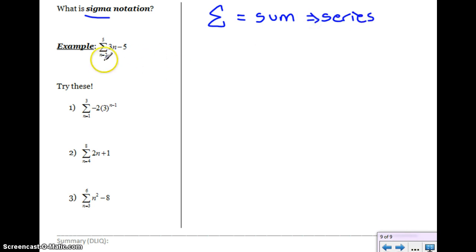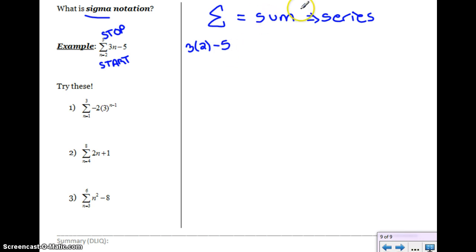All it's telling you to do is take this little expression, 3n minus 5, and whenever you have a variable like n, you're going to want to substitute in a number for the variable. So we are going to start by substituting in 2, because you'll notice that right here, under the sigma, it says n equals 2. So that's how I'm going to start. But I'm going to do that until I get to 5. So my 5 is like my stop button. So I have a start button and a stop button. So here we go. I'm going to say 3 times 2. That's where I start.